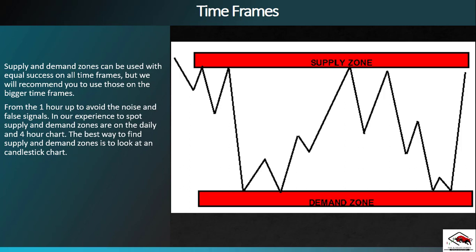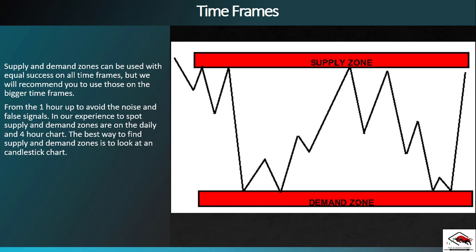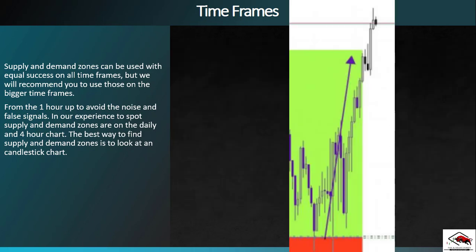the smaller time frames. In our experience, we have seen that reliable supply and demand zones are on the daily and the 4-hour chart, and the best way to find these supply and demand zones on these time frames is to look at a candlestick chart rather than the line, bar, or any of the other chart types that you get on different trading platforms. So stick to the candlestick chart, and that is the best place that you can spot these supply and demand zones.